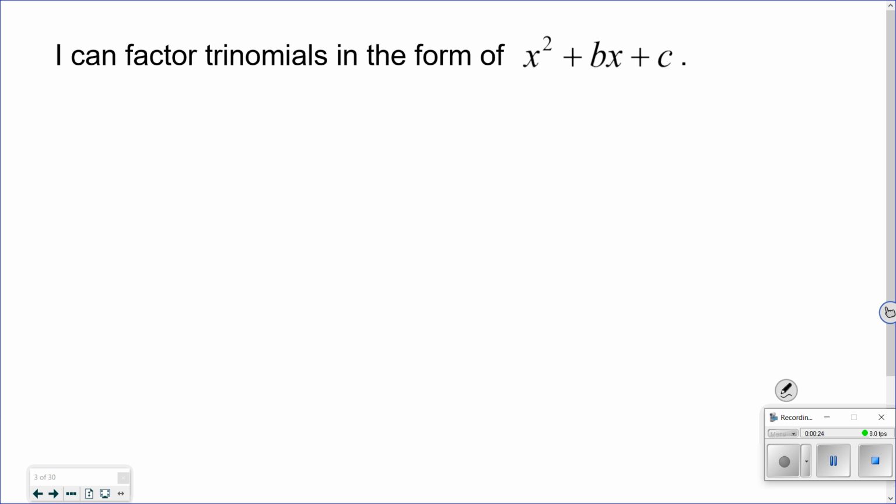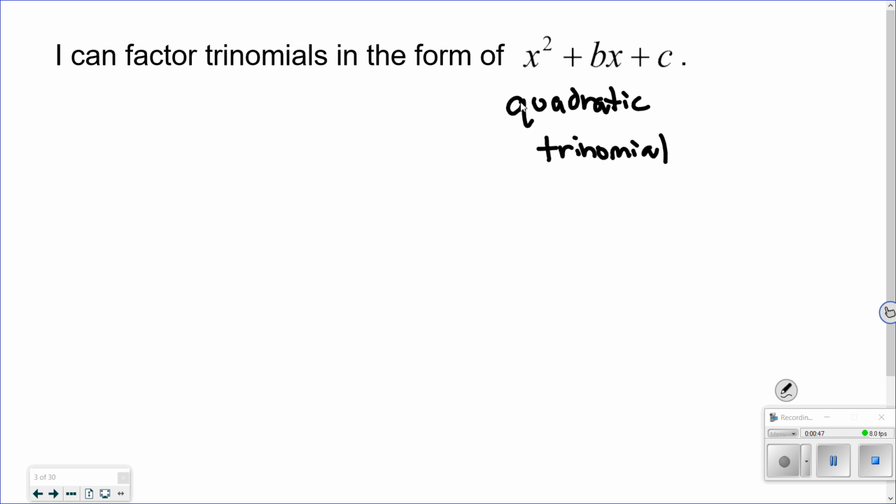So our learning goal, right? I can factor trinomials in the form of x squared plus bx plus c. I want you to write this down too. That means this polynomial is a quadratic, right? The highest power is 2. And it's a trinomial. It means 3 terms. We've talked about both of those before.